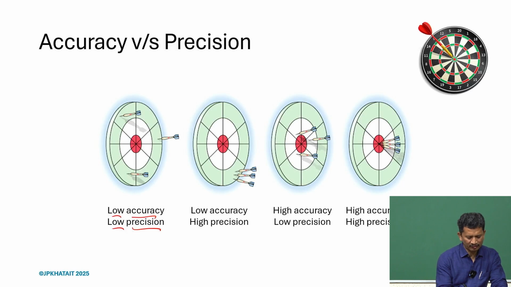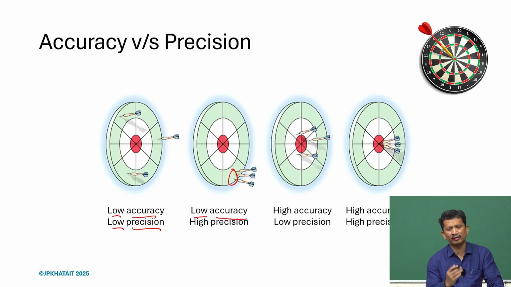In the second case, what we see here is that although we have low accuracy, it's far from the center, we observe that it has high precision. So there is a likelihood that with some adjustment, the person throwing the darts can readjust his positioning and may be able to hit all the darts to the center. So it's possible to achieve high precision in this case, and with some adjustment we can also achieve high accuracy.